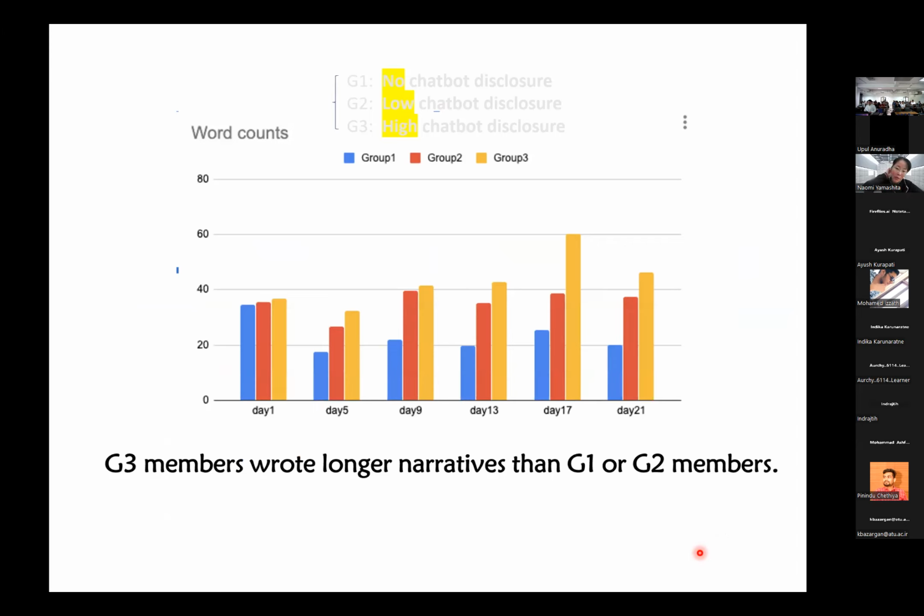Okay, so now the findings. This graph shows the average word counts of each group. As you can see, participants who interacted with the high disclosure chatbot, which is group 3 in orange, wrote more content compared to other groups as time passed. In the beginning, there was almost no difference, but you can see that gradually the difference becomes large.